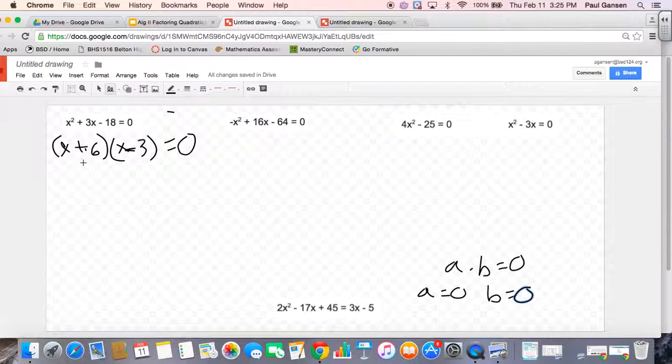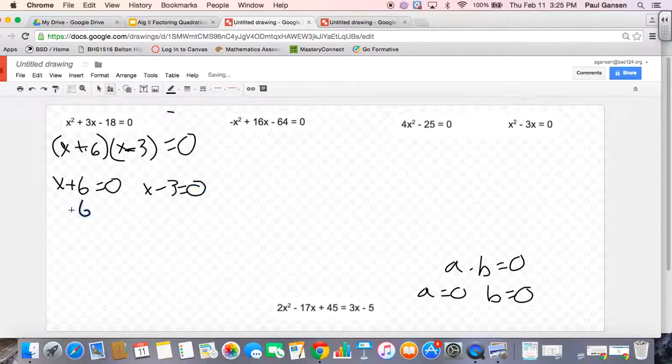So in this case, our A is x plus 6. X plus 6 is our first term, and we're going to set that equal to 0. We're also going to set x minus 3 equal to 0. We're going to see what values make each of these equal 0. Well, these are both pretty straightforward.